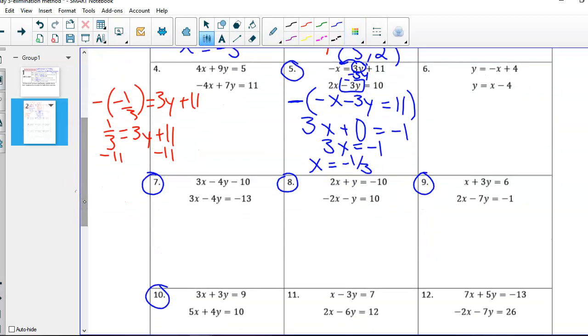1/3 minus 11. What is that as an improper fraction? Negative 10 and 2/3. That would be the mixed number. What's the improper? In your calculator, do 1/3 minus 11. It's negative 32/3.